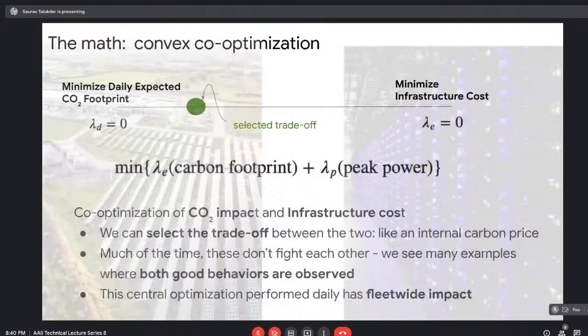Finally, this is just trying to highlight the two aspects that we're trying to minimize. One is the carbon footprint. The other is the peak power that we consume for a data center each day. And we solve this optimization problem day ahead, meaning for the next day, every single day, for every single data center that Google has today. So it's being implemented fleet-wide.